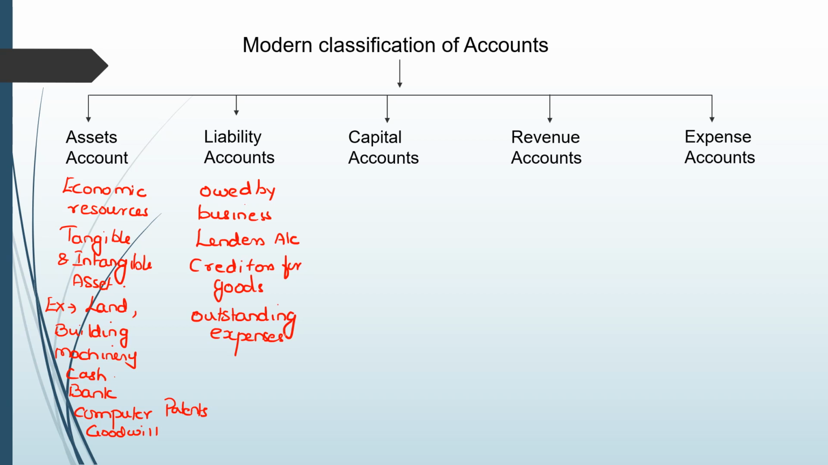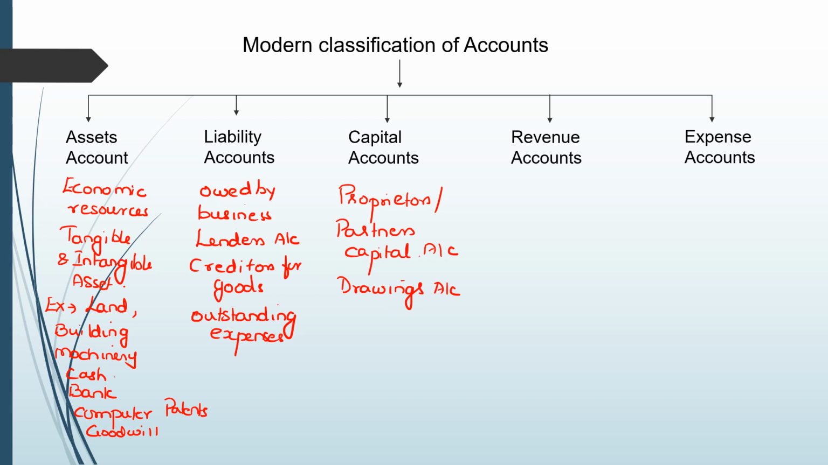We'll move on. The third categorization in modern classification of account is capital account. So capital account, here we can talk about the proprietor's capital account, partner's capital account. Whatever amount they have invested in the business would go into this capital account. So amount invested by these people goes into this categorization of account. And the drawings account, you know what is drawings? Drawings is nothing but the withdrawals by the proprietor or the partner from the business for personal use. So drawings account also would come under the capital account category.